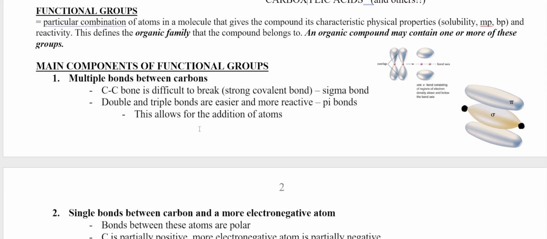And so we'll see that later on when we get into more advanced videos. Main components of functional groups, multiple bonds between carbons. So if you have a double or a triple bond, you end up with pi electrons, which are above and below the bond axis. And they're more reactive because they are more prone to attacks, or more prone to electron overlap in a collision. Okay.